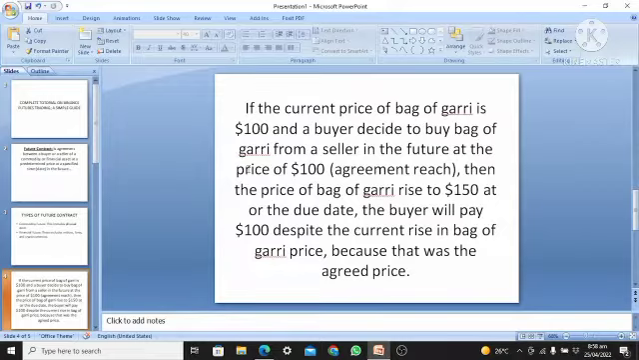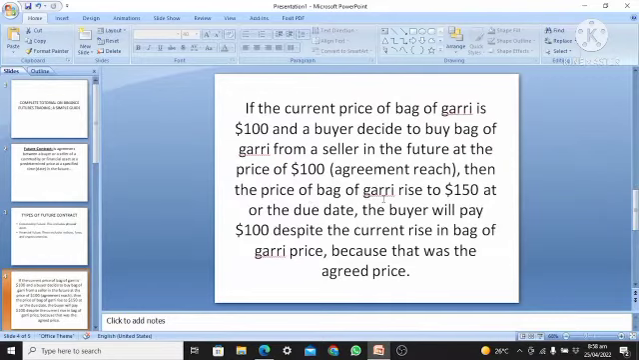That means a seller and a buyer come to an agreement that the seller is willing to sell his bag of garri at the price of $100, and the buyer is willing to buy the bag of garri at the price of $100. Then let's see what happened next.